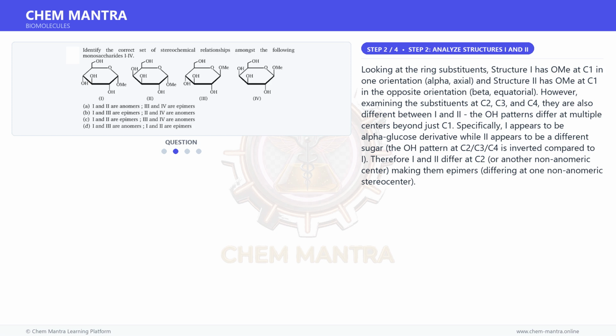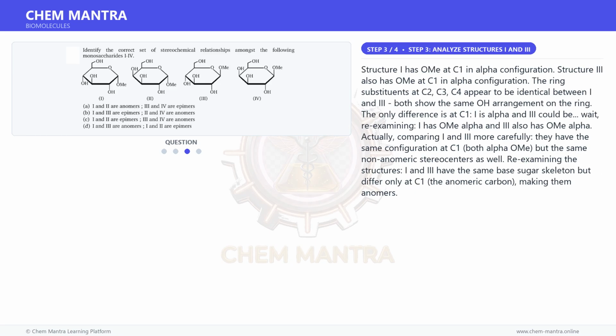Specifically, I appears to be an alpha-glucose derivative while II appears to be a different sugar. The OH pattern at C2, C3, C4 is inverted compared to I. Therefore, I and II differ at C2 or another non-anomeric center, making them epimers, differing at one non-anomeric stereocenter. Moving on to the next step.